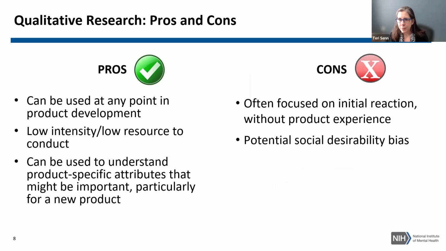For each method that we want to talk about today, I want to briefly highlight some of the pros and cons. This is not an exhaustive list, but just some initial thoughts. So I think there's a reason that interviews and focus groups are one of the most popular methods for this type of work. They're very flexible. They can be used at any point in product development, and they generally don't require a lot of resources to conduct this work relative to some of the other methods that we'll talk about. And I think particularly for very new products that no one's ever used before, they can be really helpful in helping us understand novel product specific attributes that might be important that might not have come up in work with other products.